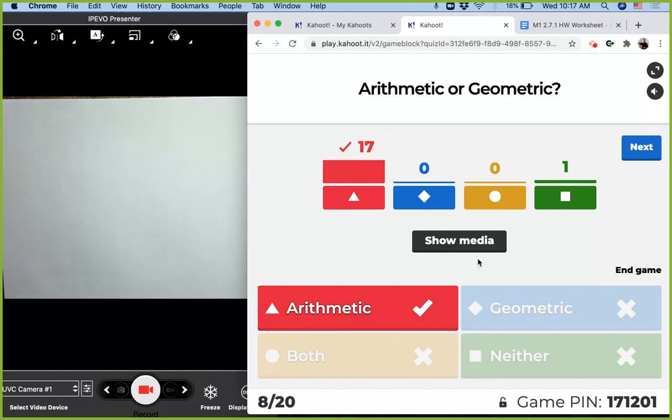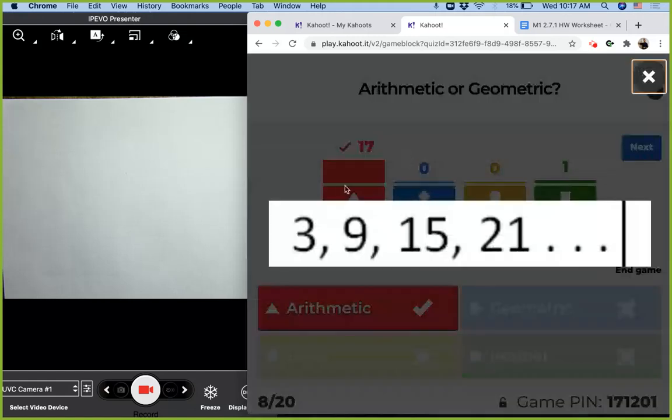Awesome. It is arithmetic because how do we go from 3 to 9? We add 6. 9 to 15, add 6. 15 to 21, add 6. So the common difference is 6. And it has to be arithmetic because we are adding a value to get to the next. We're not multiplying a value.